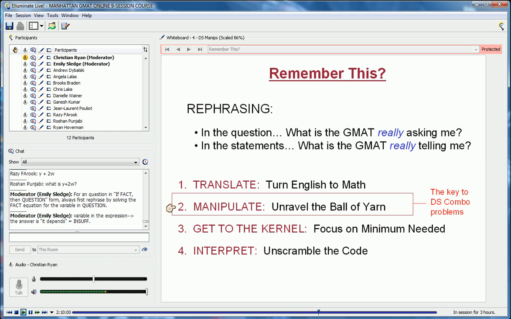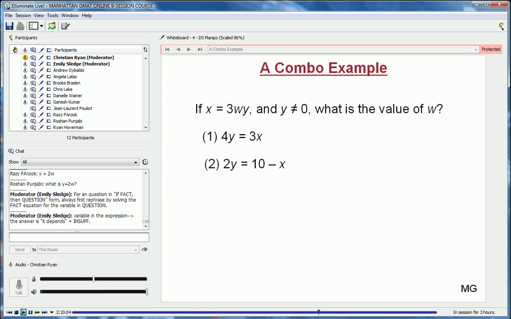So let's try another single question. Give this one a shot. I'll give you 2 minutes. I'll actually put it on the board this time. And go ahead.